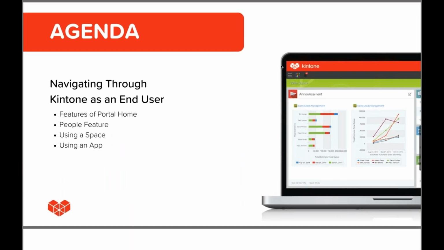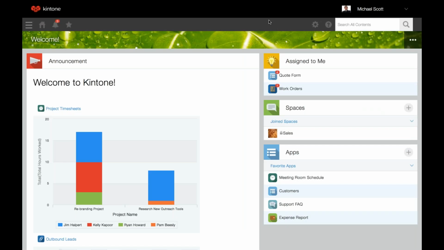So what will we be covering today? We'll do a quick run through of the different features and Kintone lingo that would be good for end users to know as they're just starting out in the platform. This will include features of Portal Home, the people feature, using a space, and using an app. So let's jump in.